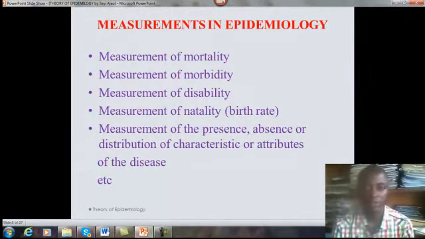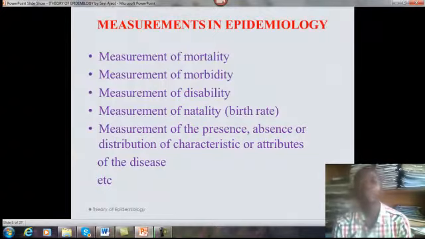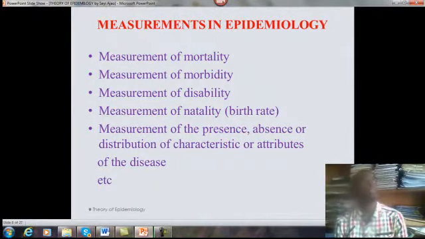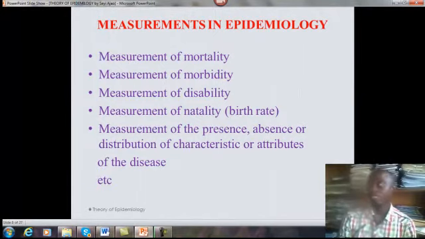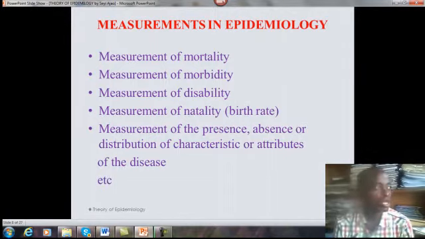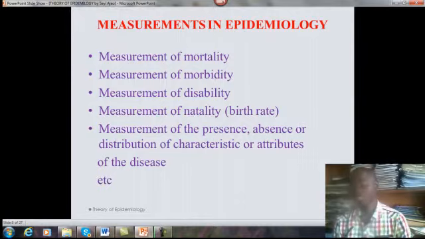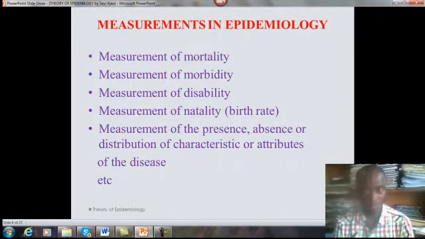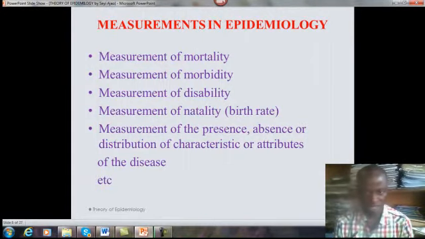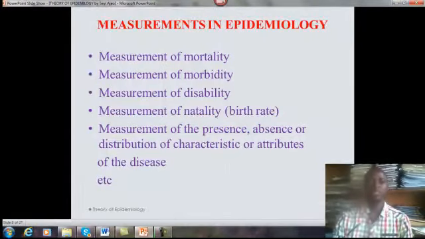We have that of mortality and morbidity, that has to do with the sicknesses. We have the diseases on ground. We have measurement of disability, how many physically challenged or disabled people we have. The measurement of natality, otherwise known as birth rate. Measurement of the presence, absence, or distribution of characteristics or attributes of disease, and so many of them like that.